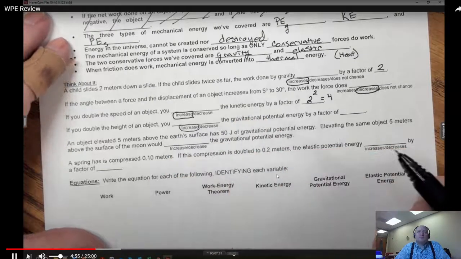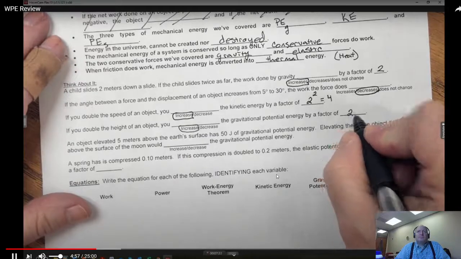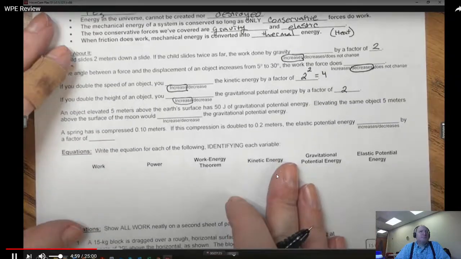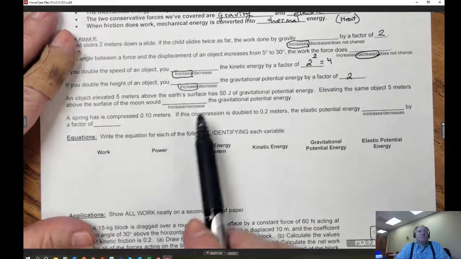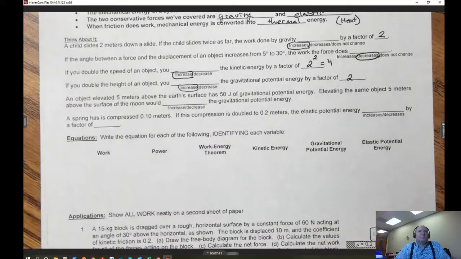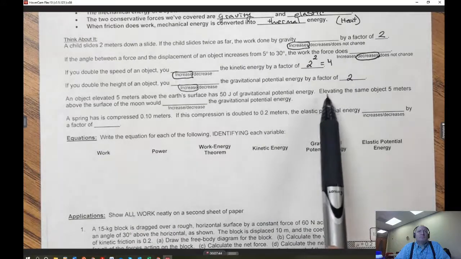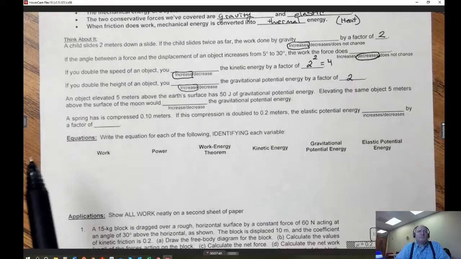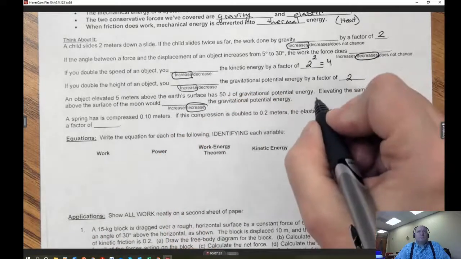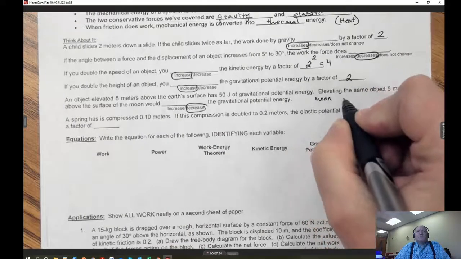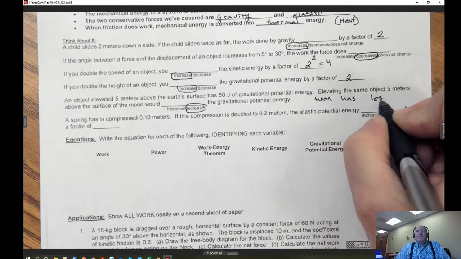Your gravitational potential energy by a factor of 2. Cool. Okay. If we have an object 5 meters above the Earth's surface, it has 50 joules of gravitational potential energy. If we take that same object to the moon and hold it the same distance above the surface, you would have less gravitational potential energy because the moon has less gravity. Yeah, love it.